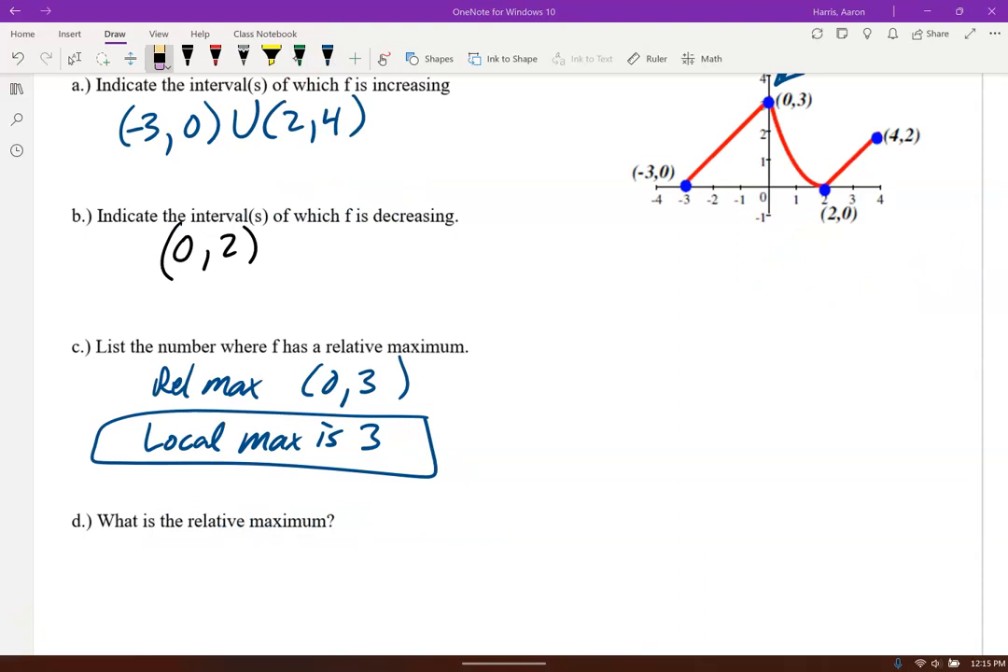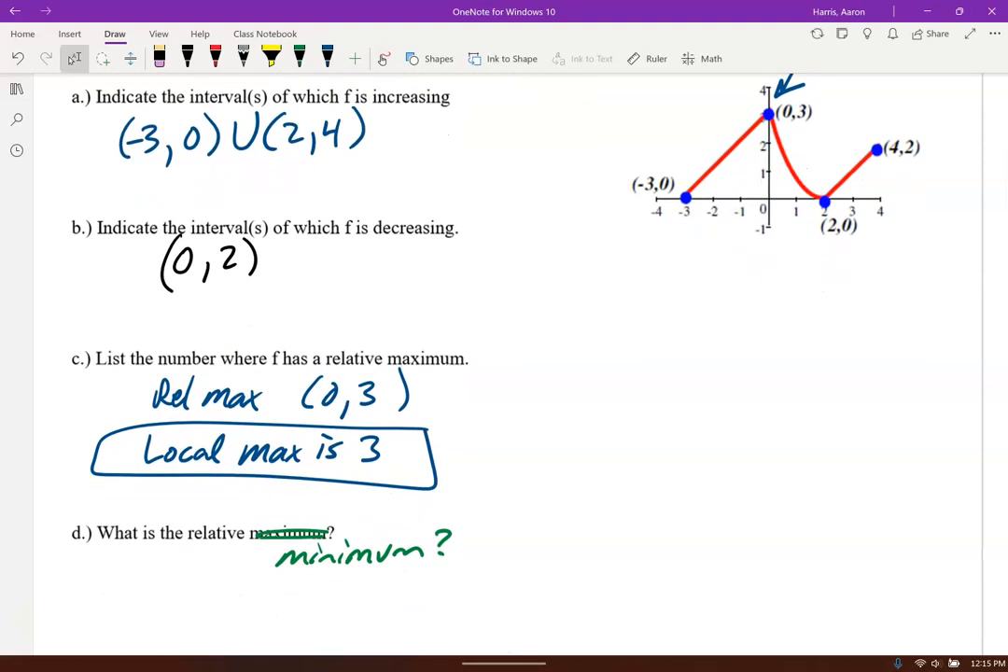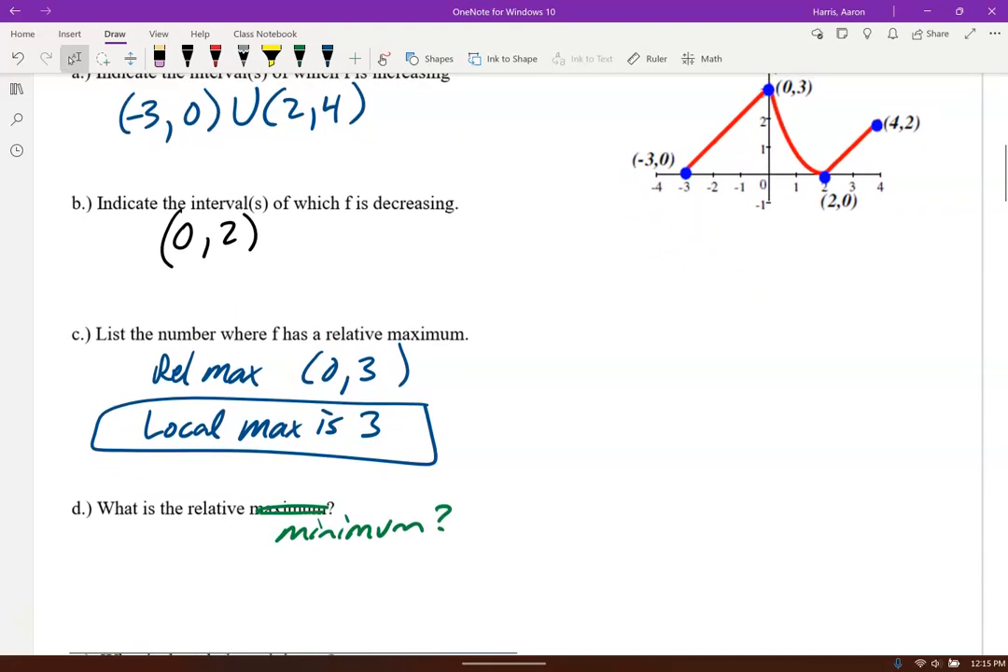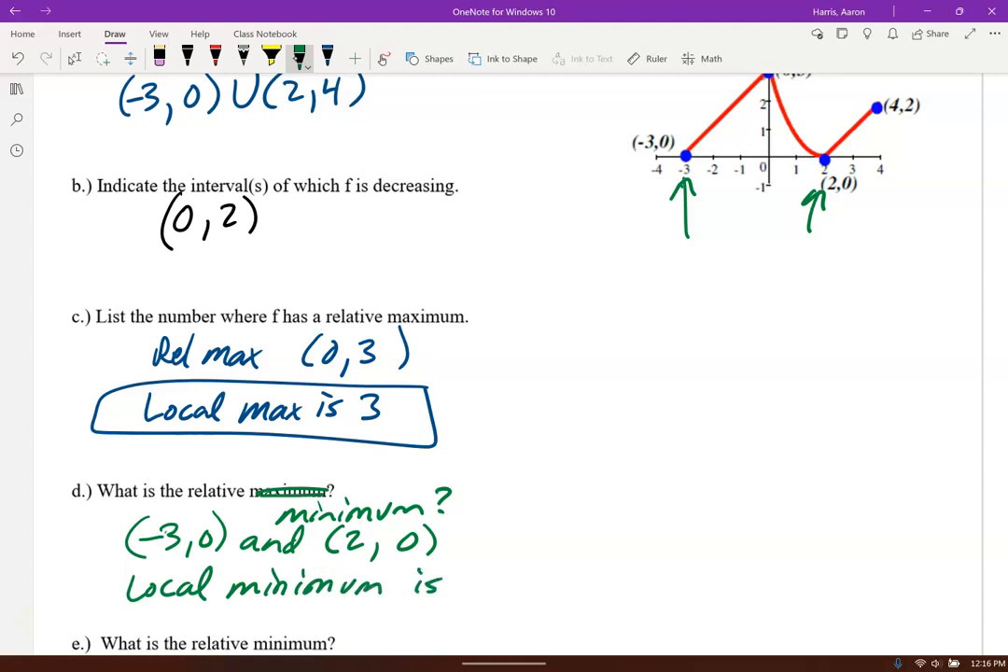What is the relative maximum? We did the relative maximum. That's supposed to say minimum. Sorry about that. What is the relative minimum? Well, the lowest y value, where's my lowest point? It hits here at both places. So the minimum is at (-3, 0) and at (2, 0). What is the local or relative minimum? What's the lowest functional value? 0.